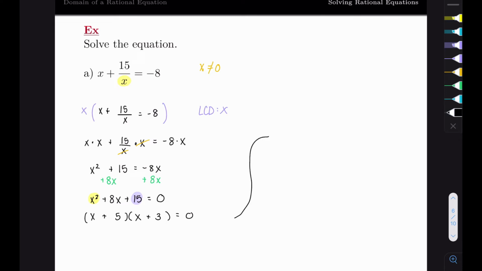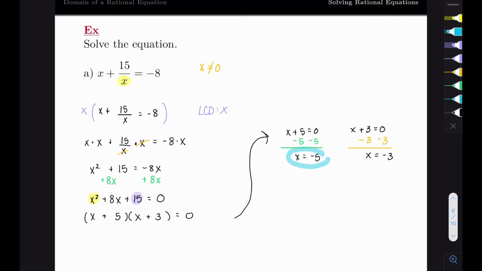So now we go ahead and we set each factor equal to 0. So x plus 5 equals 0, x plus 3 equals 0. We solve by isolating our x. So we get one solution over here, x equals negative 5. For this one, we subtract the 3, gives us a second solution of x equals negative 3. So we've solved our resulting equation. Everything seems fine and dandy, but again, I want to check.